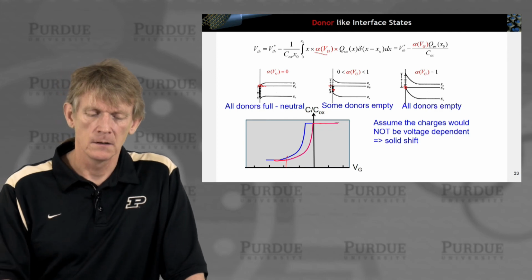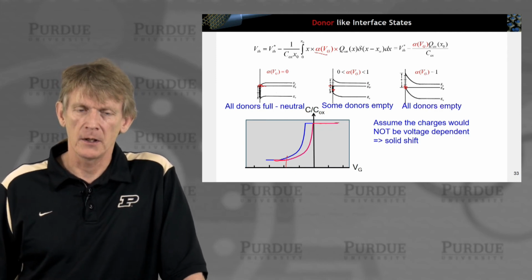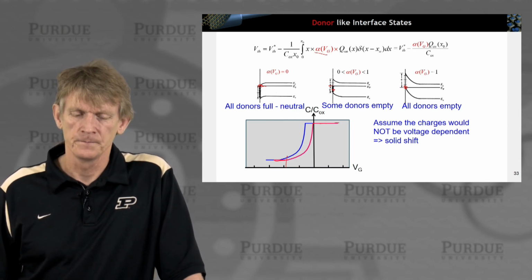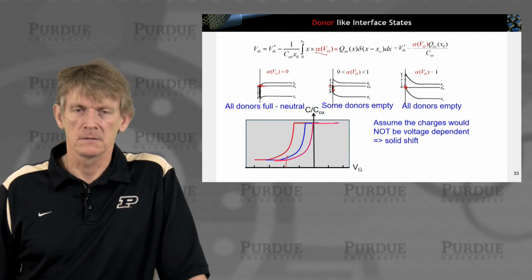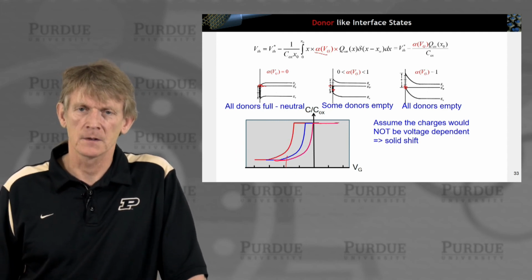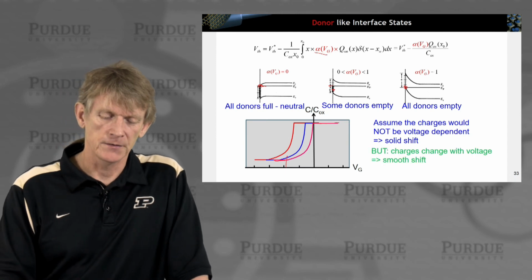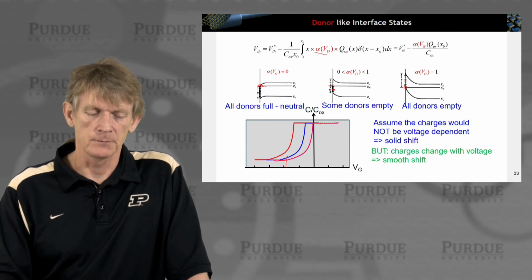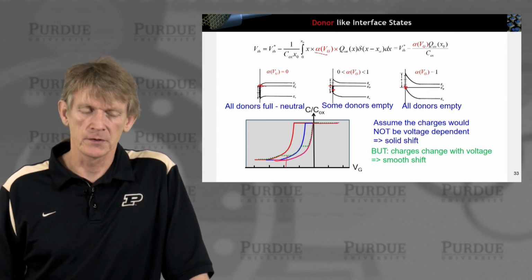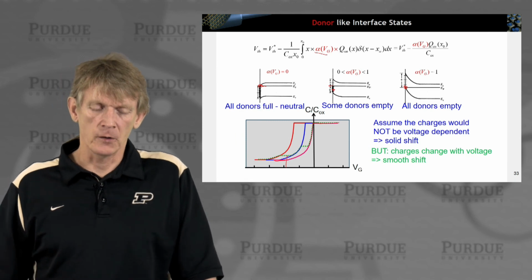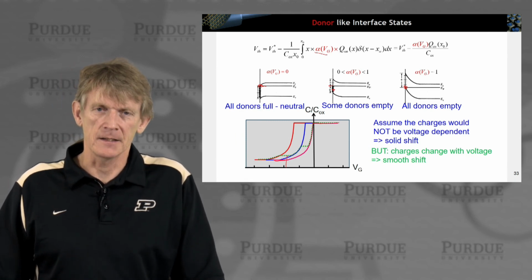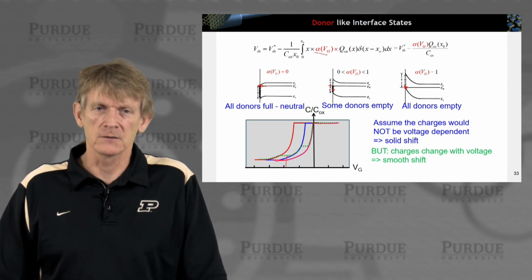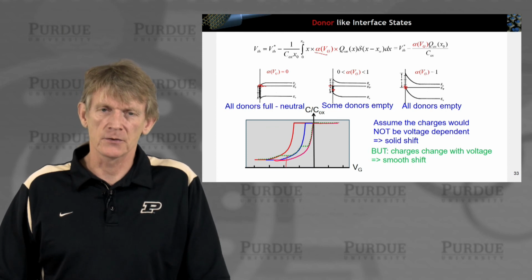Then all the donors are empty, they're all positively charged, and this value alpha as a gate voltage is now perfectly 1. And then you get a correspondingly solid shift. Now, as stated multiple times, it's not a solid shift, but it depends on voltage, and it's a smooth shift. At least in a pictogram form, you could draw in a green dashed line here that indicates, as a function of gate voltage, there will be transitions between these continuous curves.